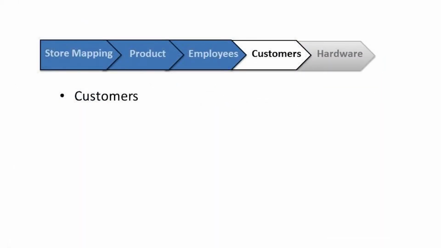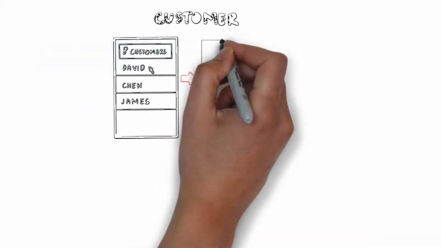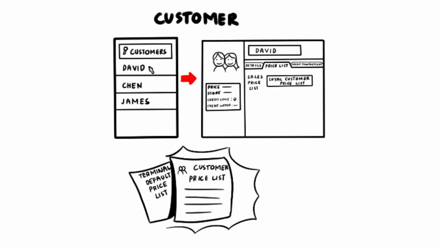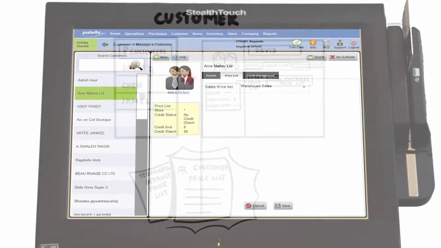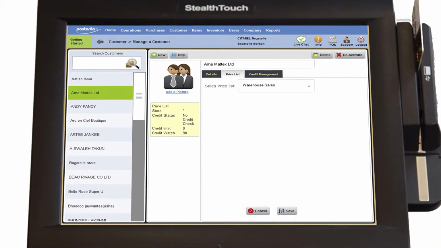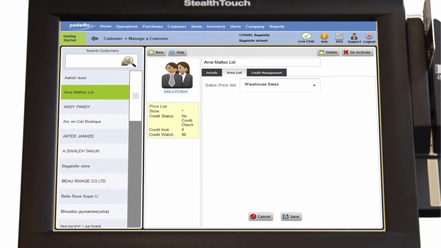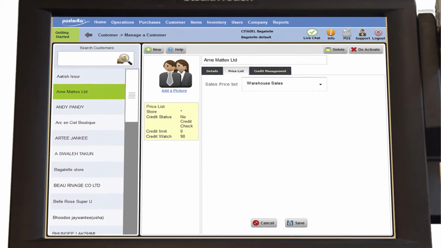The customer determines the price list to be used, and the price list determines the price to be charged. If the customer does not belong to any price list, the terminal will use the price list that is attached to the terminal by default.